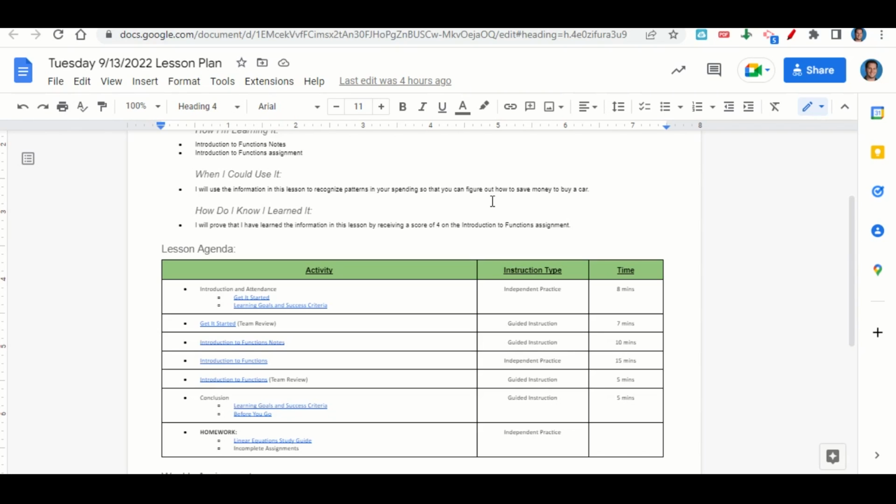Once you've completed the assignment, we'll go over it together and answer any questions that you may have. At the end of class, we'll go back over our learning goals and success criteria while you fill out your Before You Go. Your only homework for tonight is to continue working on the Linear Equation Study Guide and any incomplete assignments that you may have.